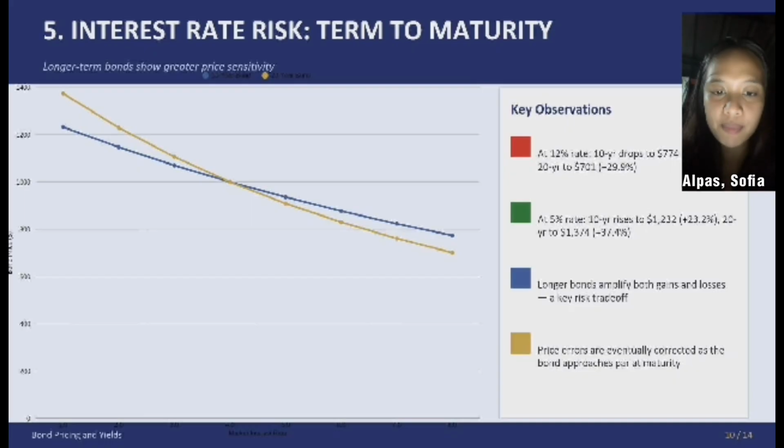Another important point is that bond prices eventually move closer to their par value as they approach maturity. This means temporary price changes caused by market interest rates are corrected over time.